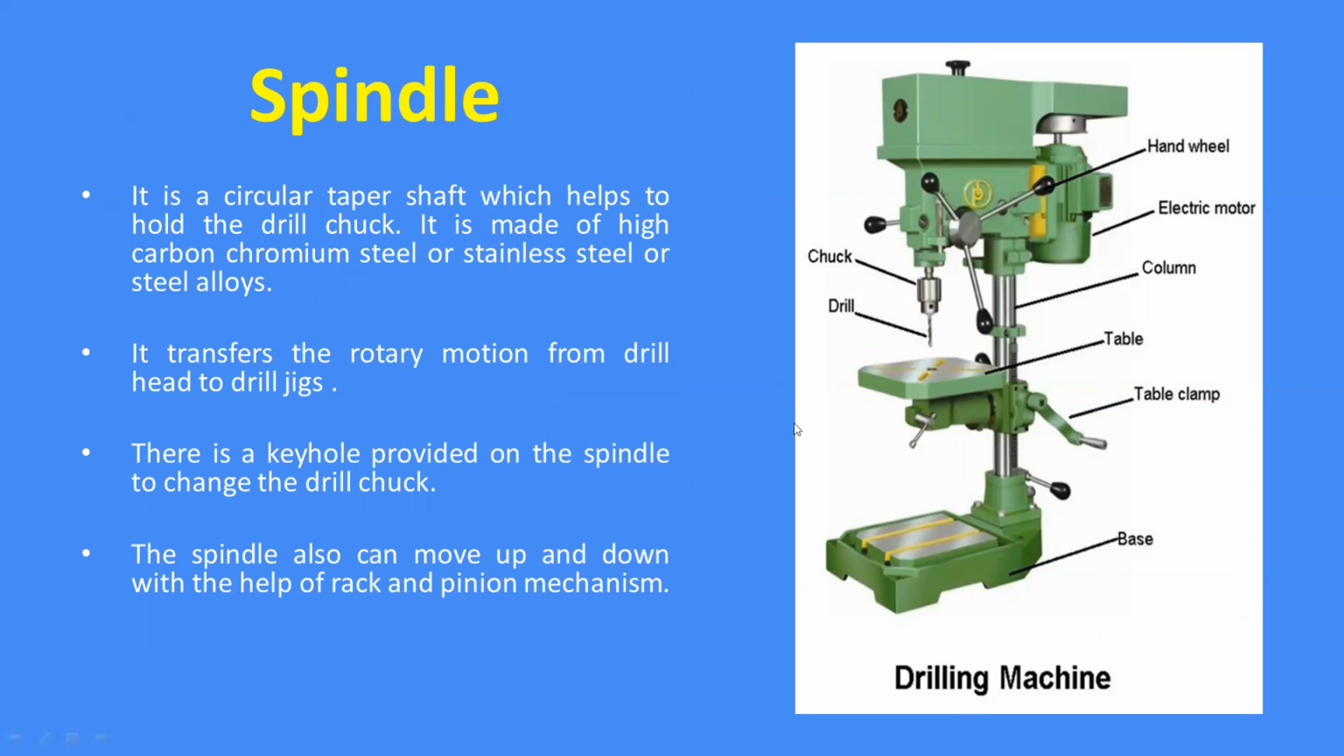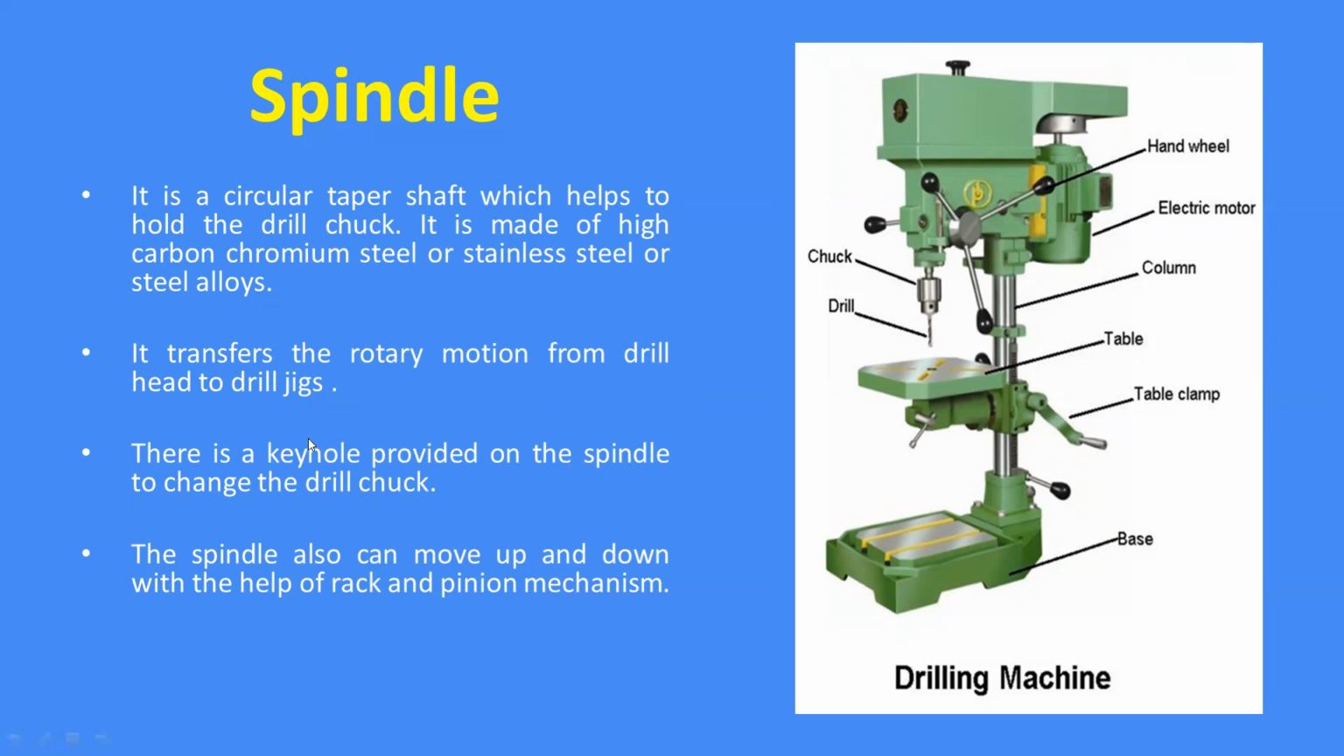Next one is a spindle. What is the spindle? It is a circular taper shaft which helps to hold the drill chuck. Okay, so we'll be having this drill chuck, and in this drill chuck we are going to place the spindle. Generally it is made up of high carbon steel or stainless steel or steel alloys, and also it transfers the rotary motion from the drill head to the drill jigs.